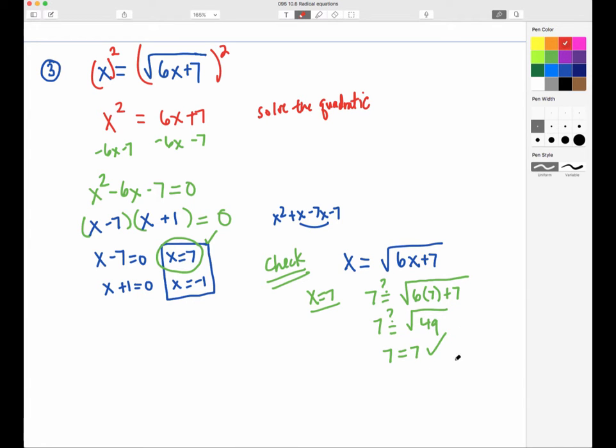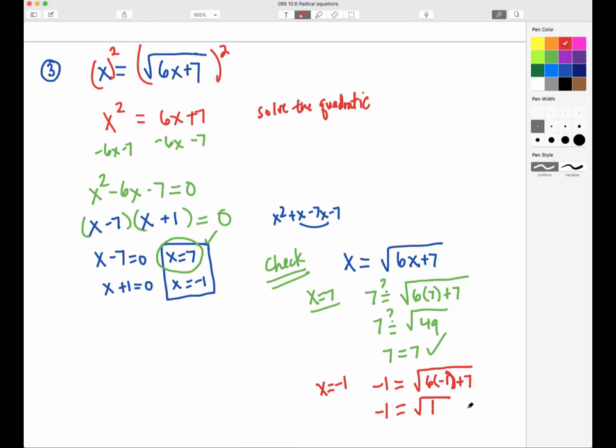All right, let's try the next one. X equals negative 1. So negative 1, does that equal the square root of 6 times negative 1 plus 7? So let's say that we just kept rolling here and said negative 1, does that equal, let's see, so 6 times negative 1, that's negative 6, plus 7, that's 1, the square root of 1.